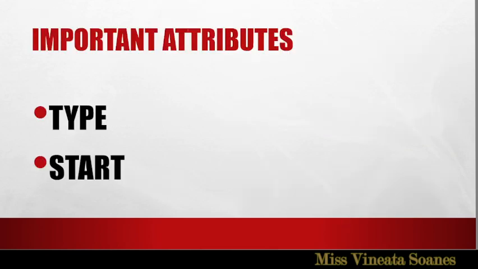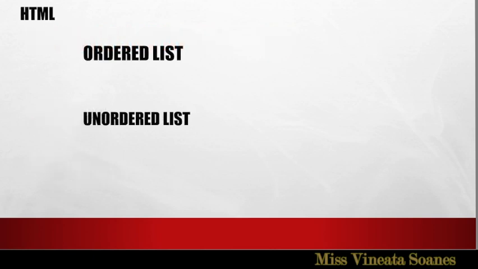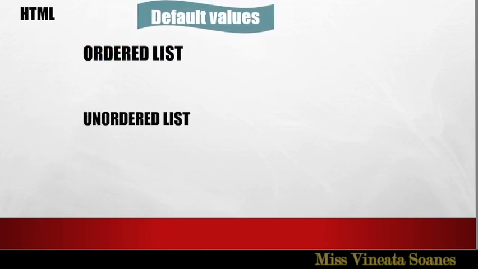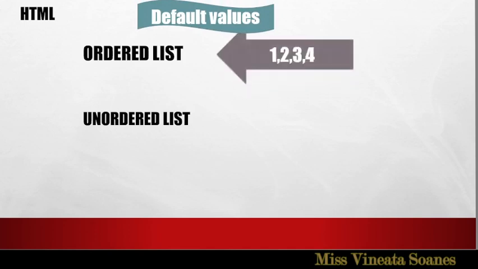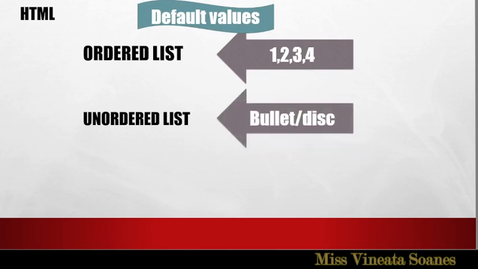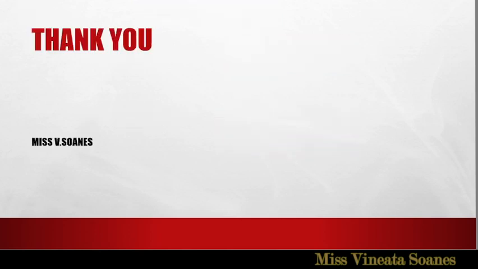And the important attributes that we can use are type and start, but type is used for both the ordered list and unordered list, while start is only for the ordered list, right? Now remember that the default value of the ordered list is 1 2 3 4, which means you don't have to give the type. It's going to give you 1 2 3 4, and the default for the unordered list is the bullet. Okay, so with this we come to an end.